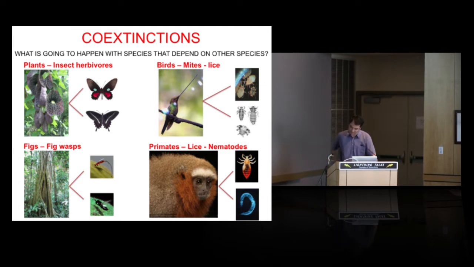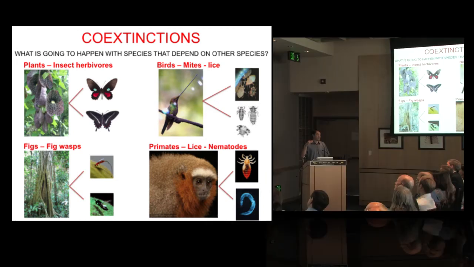Here are some examples of species that depend on other organisms. We have, for example, plants and their insect herbivores. We have fig trees and their pollinators, the fig wasps. We have birds, primates, and all their associated mites, lice, and nematodes. If these species disappear, then all the species associated with them will also disappear. And it is expected that if this happens, the magnitude of extinctions may be one order of magnitude higher than what we know so far.